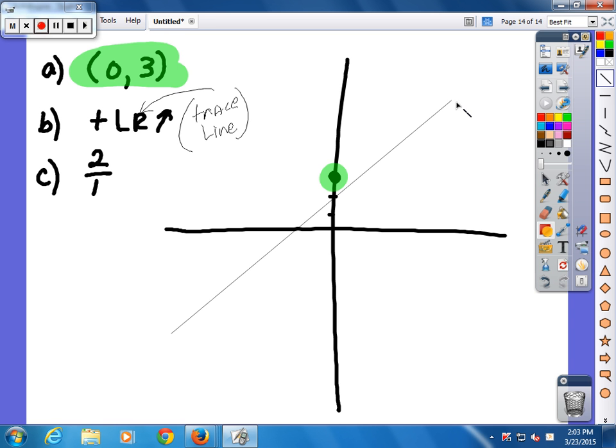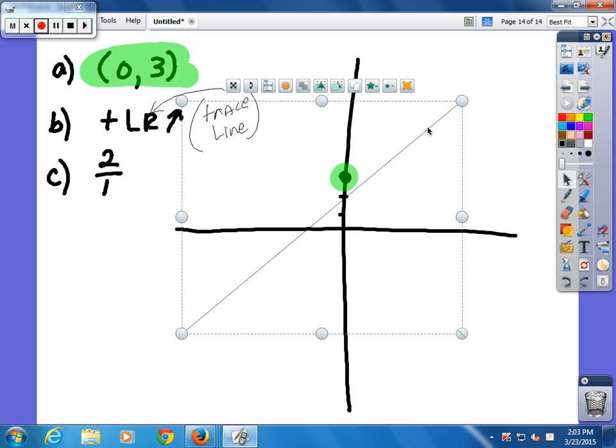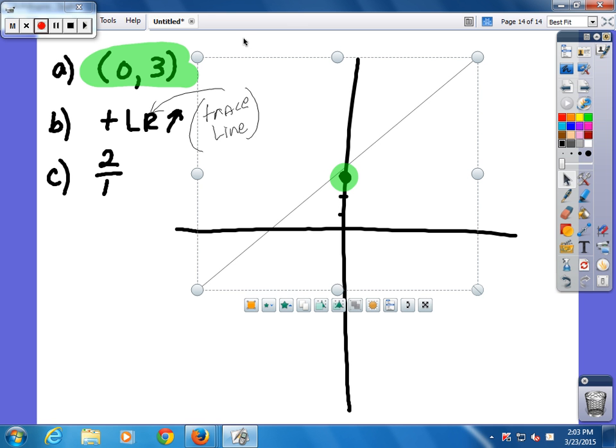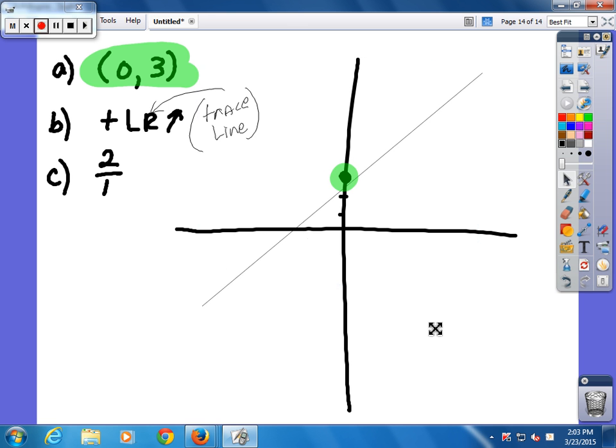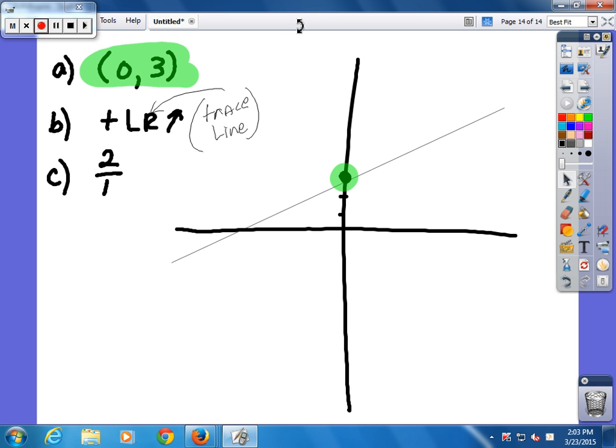Notice, did I make it go through the point? No. Did I make it go a certain steepness? No. I can move it wherever I want to. It's not a big deal. You can place it wherever you want to. See? I can put it above the line. I can put it below the line. I can rotate it. If I want to rotate it, I can rotate it like that.